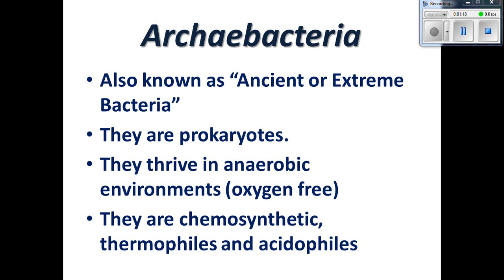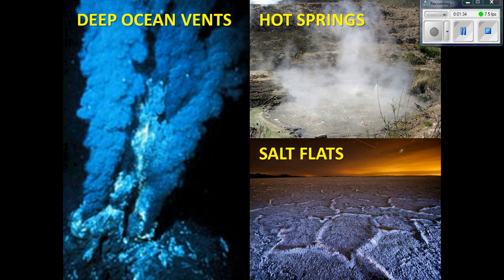These bacteria are chemosynthetic, thermophiles, and acidophiles. Unlike their photosynthetic cousins, the chemosynthetic bacteria rely on the chemicals and nutrients around them in order to survive. Archaebacteria tend to be found in deep ocean vents, hot springs, and salt flats.